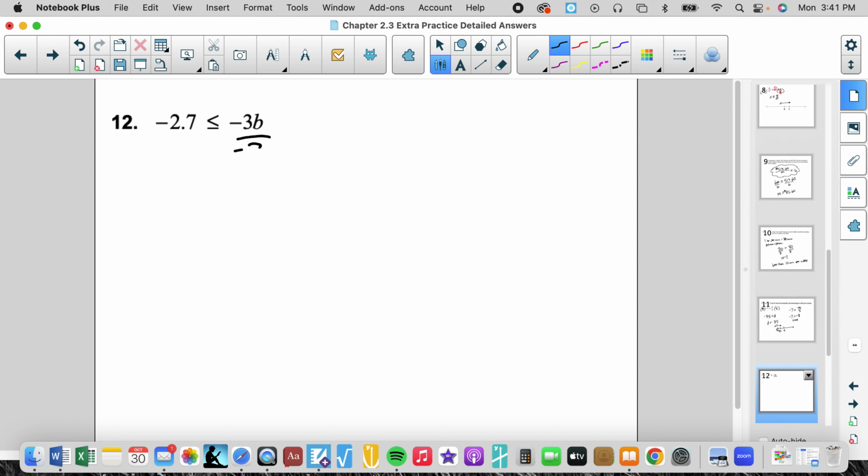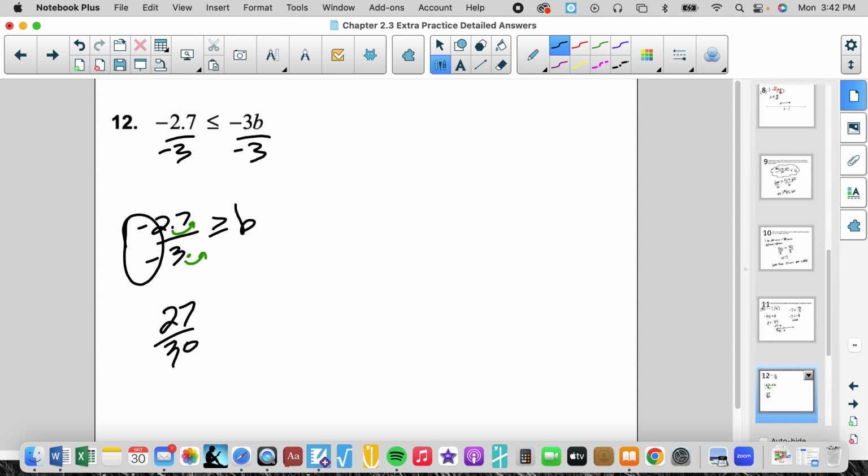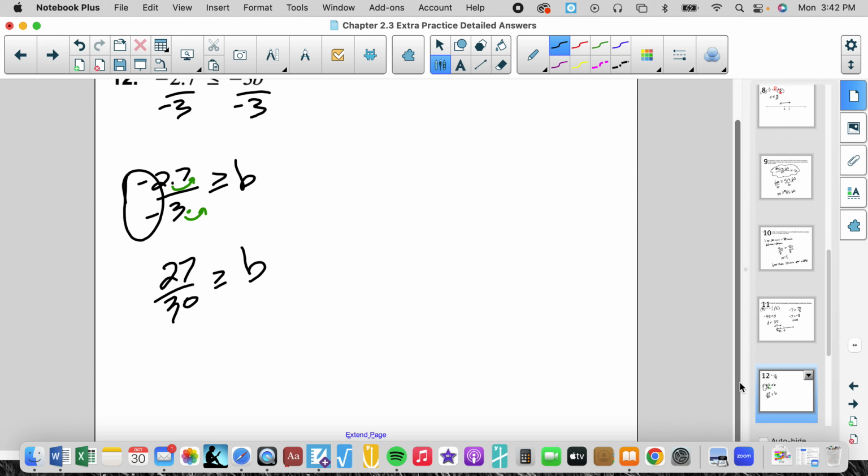We're going to divide by negative 3, and we get negative 2.7 over negative 3 is greater than or equal to b. I'm going to move that decimal point. I'm going to simplify, and when that decimal point's right there in 3, I'd move it, so this now becomes 27 over 30. The two negatives cancel to make positive. Now I can simplify this fraction a little bit.